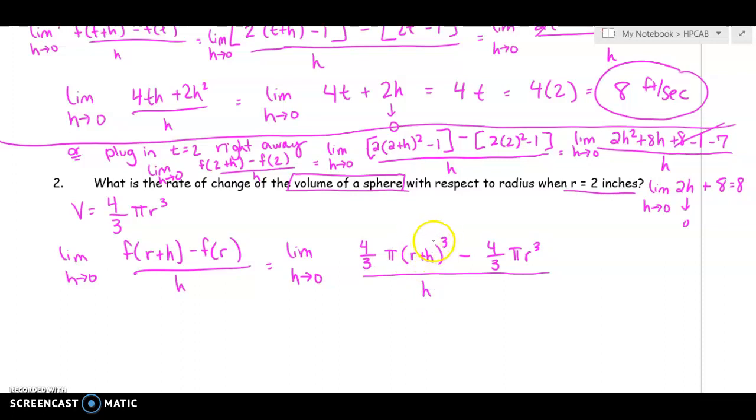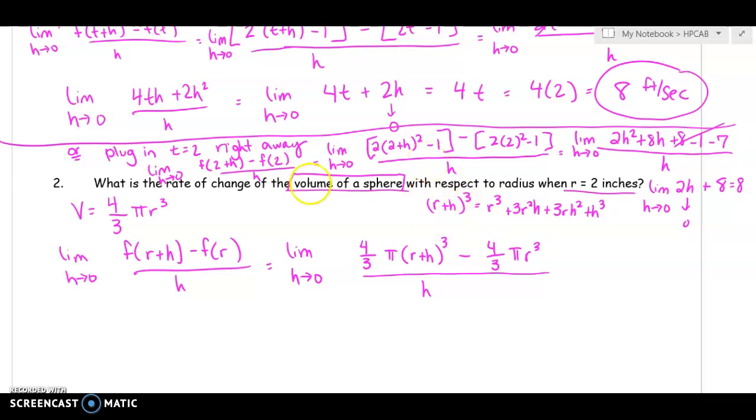We need to multiply r plus h 3 times. So I'm not going to do that work out, but hopefully you can handle that. R plus h cubed, if you multiply it all together, you're going to get r cubed plus 3r squared h plus 3rh squared plus h cubed.